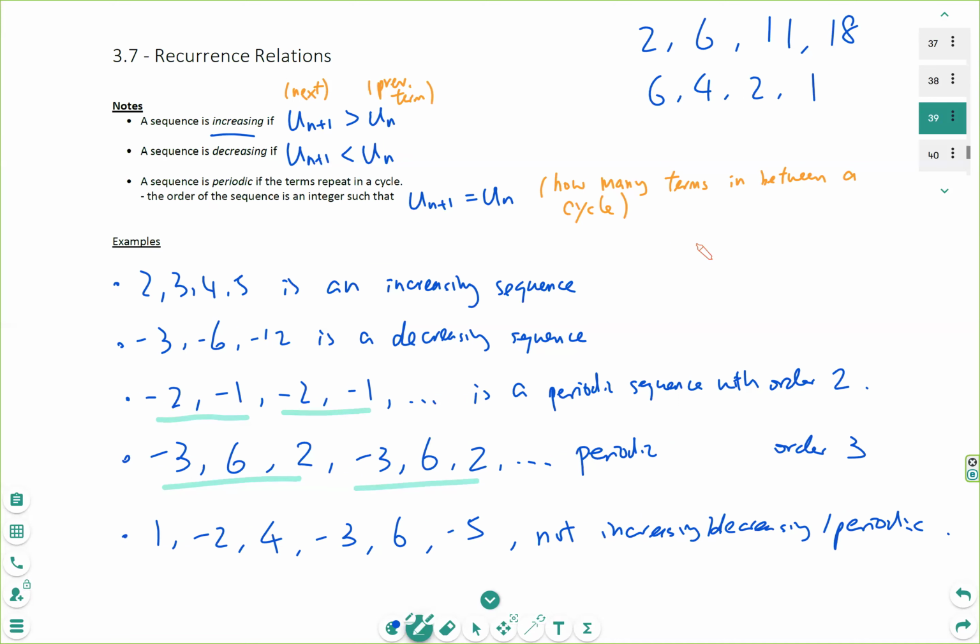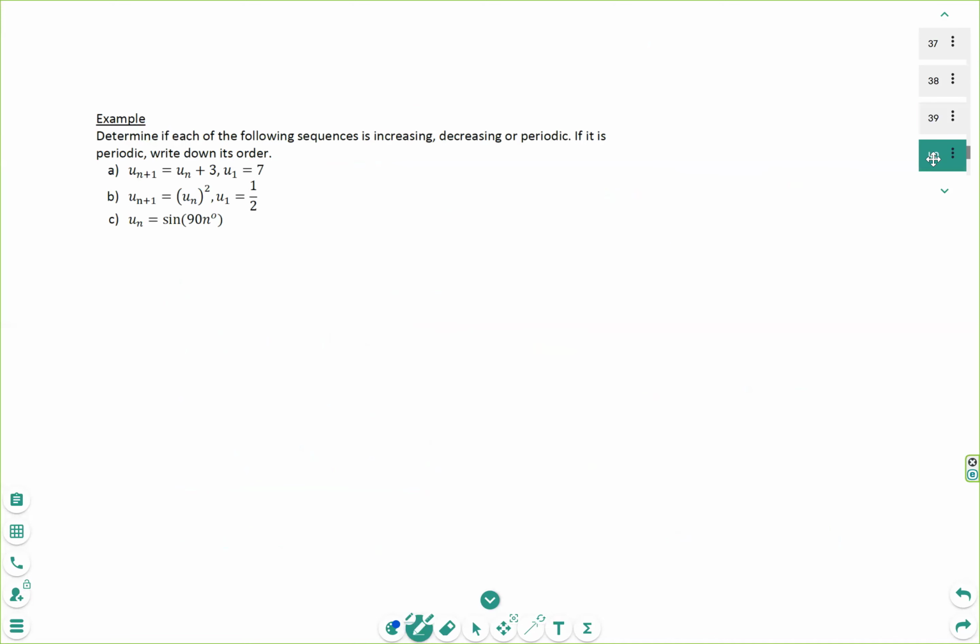Right, any more examples? Determine if the following sequences are increasing, decreasing or periodic. If it is periodic, write down its order. What I suggest is that you pause the video, write down the first few terms of each sequence to see if they're increasing or decreasing, and have a go.